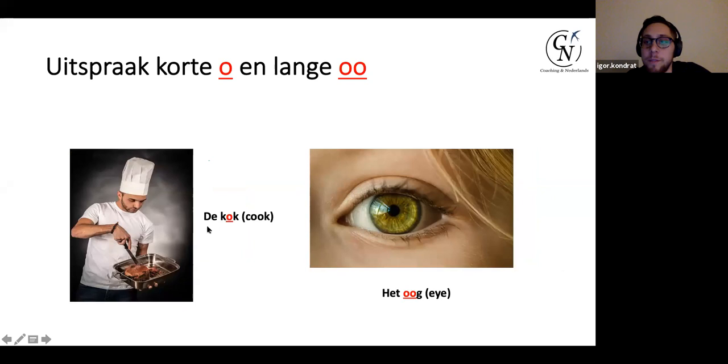De kok, it means the cook. And we have het oog. Het oog, the eye. De kok kookt een oog. Okay, we have a funny sentence. The cook cooks an eye. De kok kookt een oog. Bon appetit. Okay, lekker.